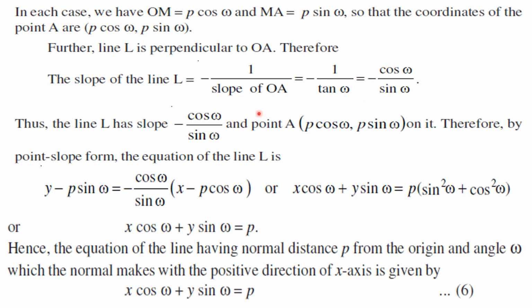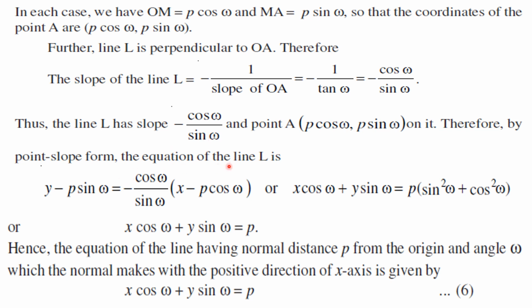Understood this step, my children? Right. Thus, the line L has a slope minus cos omega by sin omega. This is the slope of the line, and the point P cos omega, comma P sin omega is a point on the line. We got a point on the line and a slope of the line. Then can we find the equation of the line, my children, by using the point slope form of a line?